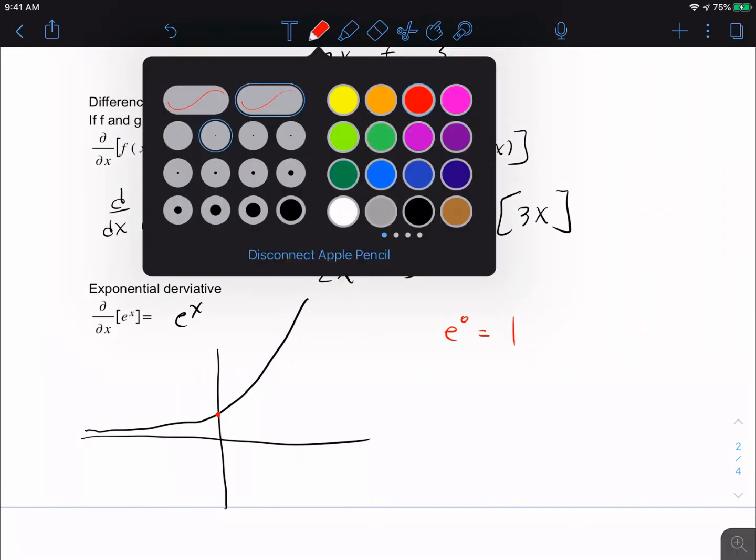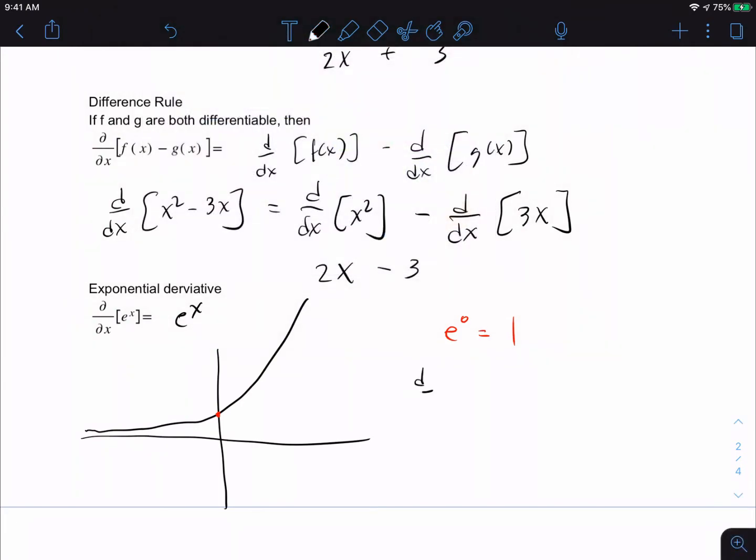Now what's cool is if I take the derivative of e to the x, I'm going to get e to the x, and when I evaluate it at x equals 0, I'm going to get the same y value. So whatever the y value of e to whatever number is, that is the slope of the tangent to the curve. Isn't that cool? So e to the x ends up being pretty special.